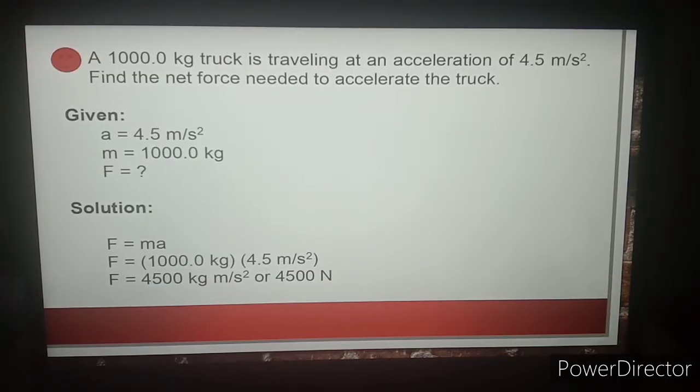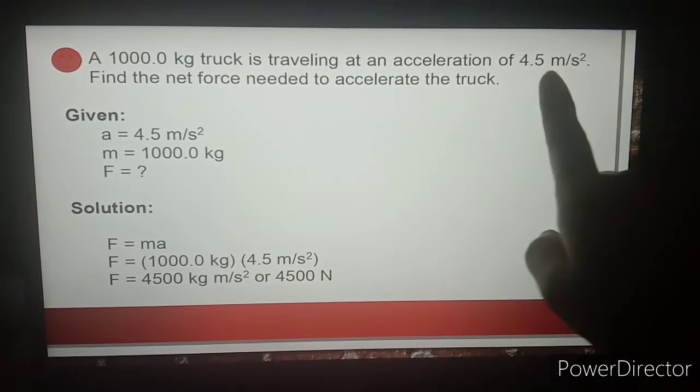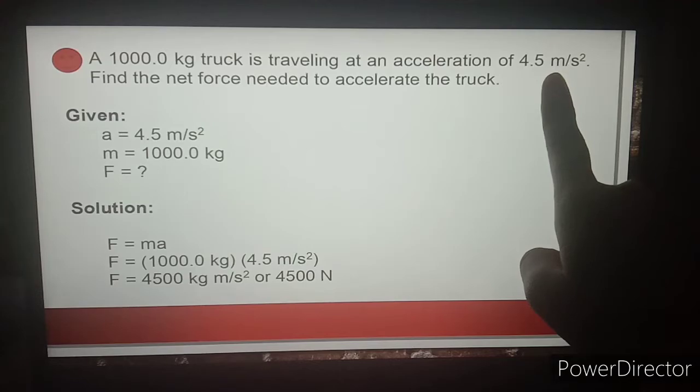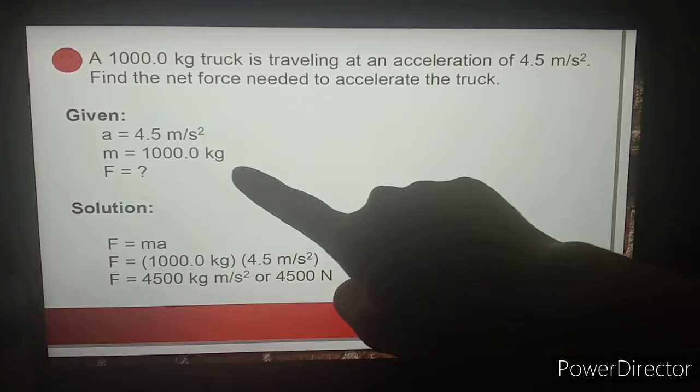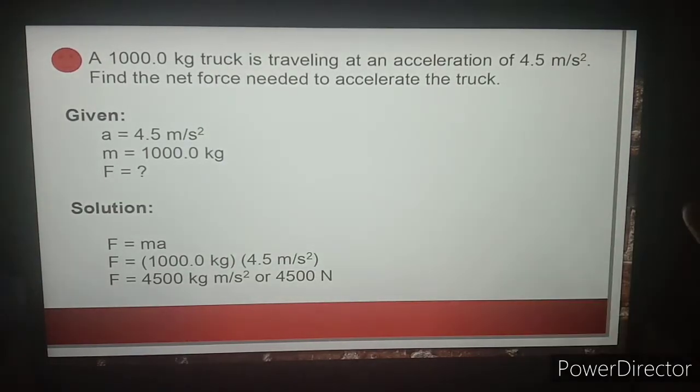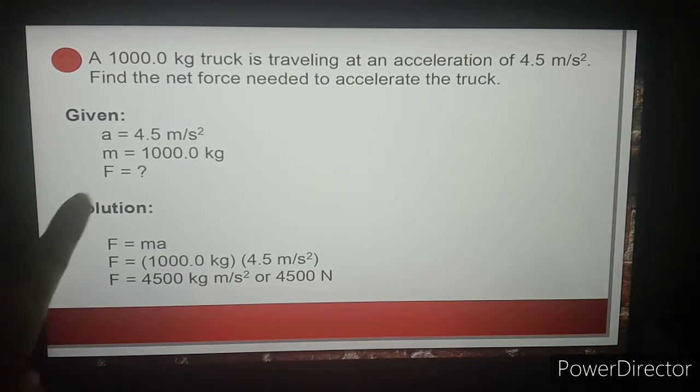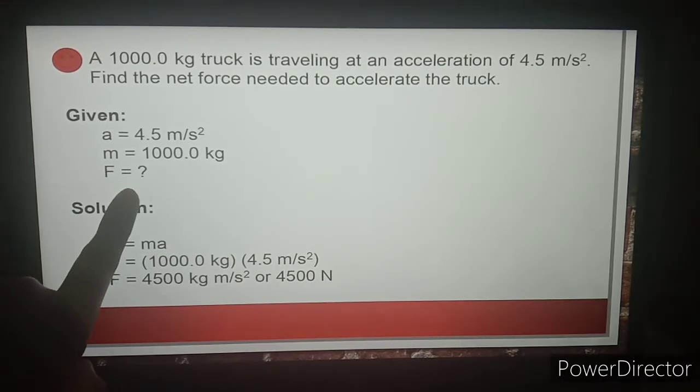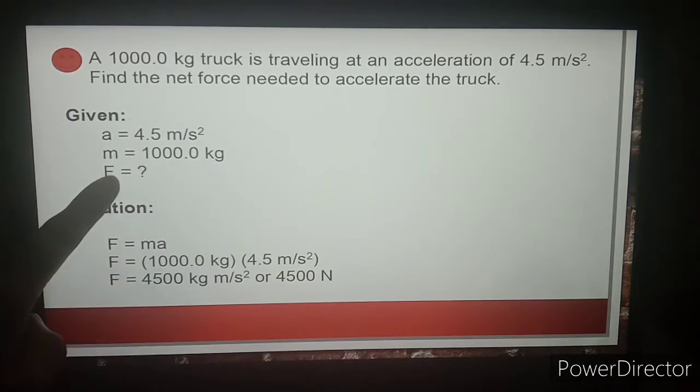A 1,000 kilogram truck is traveling at an acceleration of 4.5 meter per second squared. Find the net force needed to accelerate the truck. So the given in the word problem is acceleration, which is equal to 4.5 meter per second squared, and also the mass, which is equal to 1,000 kilograms. The mass and the acceleration pertain to the truck, and we will need to find the missing term, which is the net force or the force.